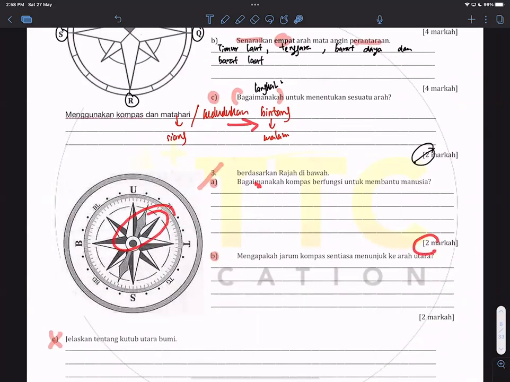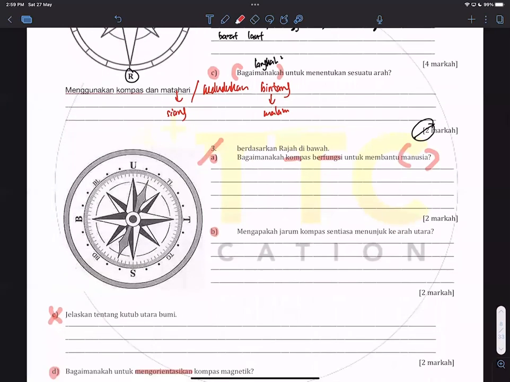Yeah? These questions still 2 marks. So guys, 2 marks only. Bagaimana kan compass berfungsi? So how is compass functioning to help the human? So they're just asking for 2 marks. Anyone want to try? So the first one, menentukan arah dengan tepat. So second marks, dengan pantas. So we can easily try to read according to the compass. Dengan tepat 1 mark, dengan pantas, dengan mudah 2 marks. Okay? Yeah, so that's why these questions just 2 marks.